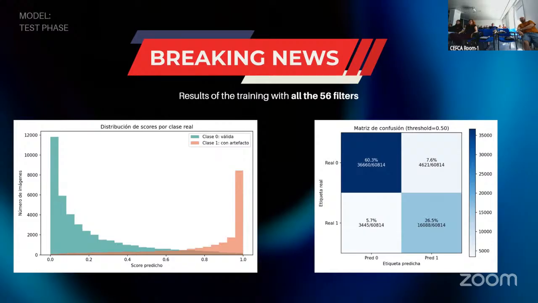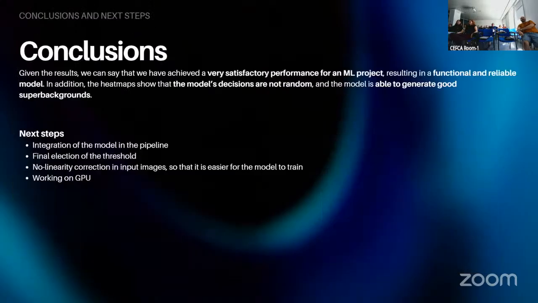And the conclusions are that, given the results, we achieved a really functional and reliable model that I think is ready to use. So the next steps would be integrating this tool in the image reduction pipeline and choosing the final threshold. As you can see, that is something we didn't reach any conclusion on.